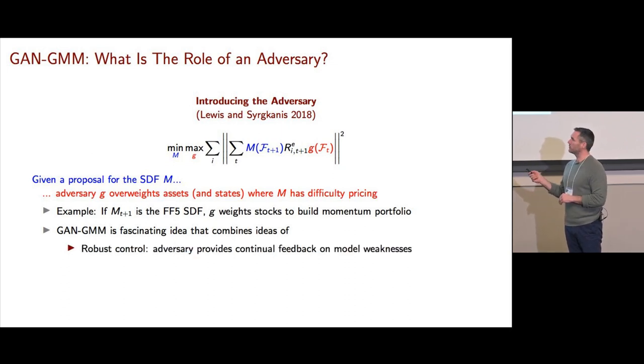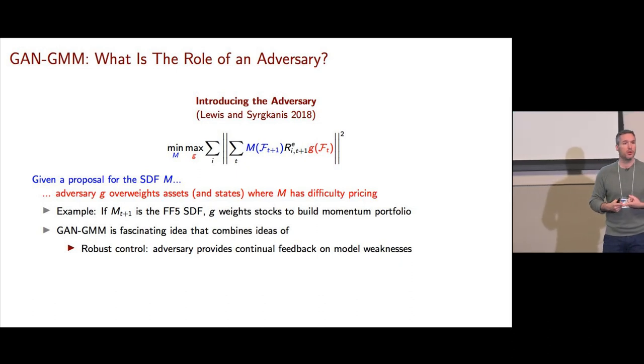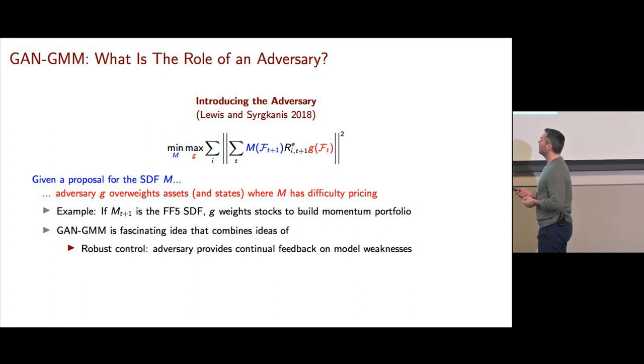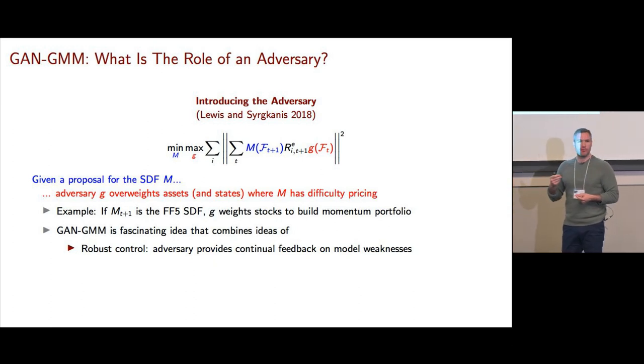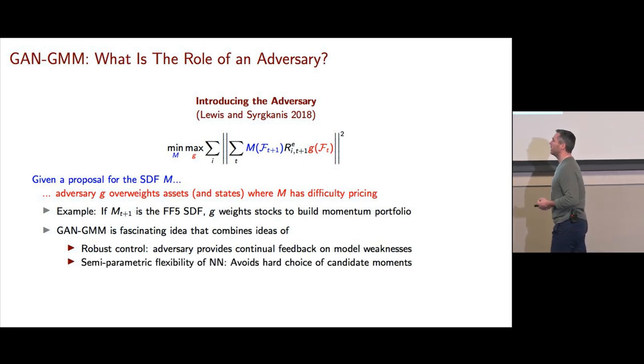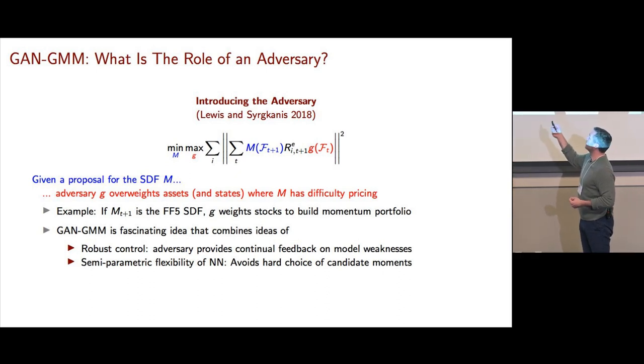What it's really doing, it's combining two ideas. It's combining an old idea of robust control, all right? So this is kind of Hansen-Sargent views of the world. Robust control means that you're building in this adversary. The adversary's helping you estimate better. It's pointing out to you iteratively all the flaws your models had in the previous iteration. All right? So that's a powerful improvement. Next, it's semi-parametric. It brings the flexibility of a neural network here.